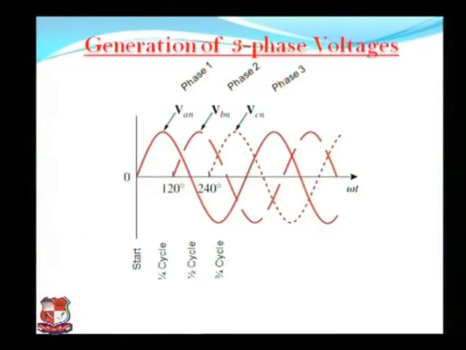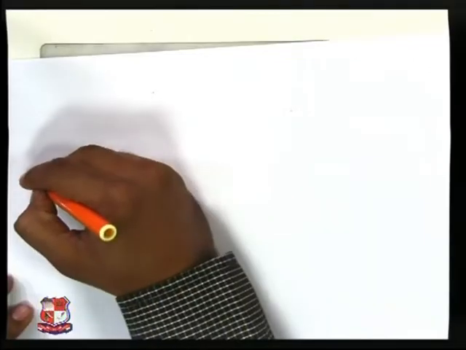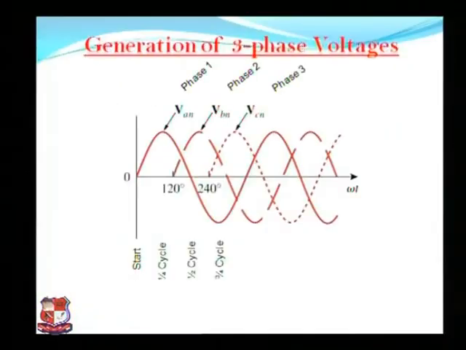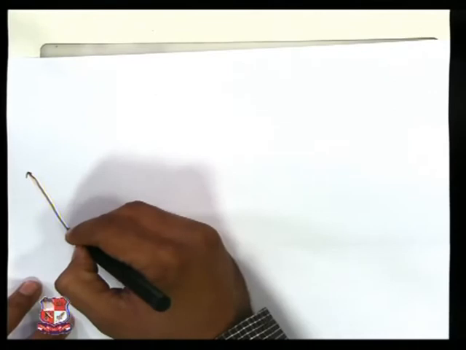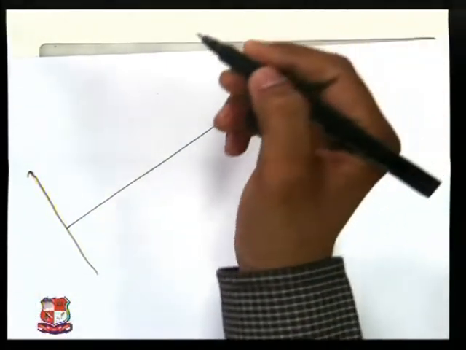And how the voltages are generated, we will see that. See the figure which contains the three phases. The first phase is the voltage between A and neutral. Neutral is the common terminal, so A to neutral, B to neutral, and C to neutral. That is indicated as phase 1, phase 2 and phase 3. Here I am going to explain to you how the three phase voltage is generated.